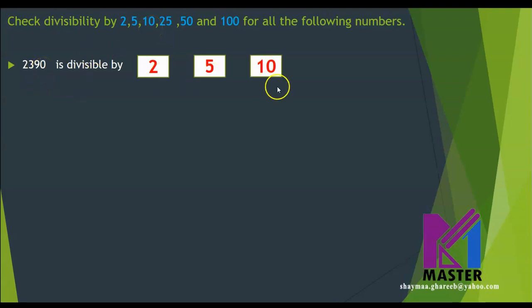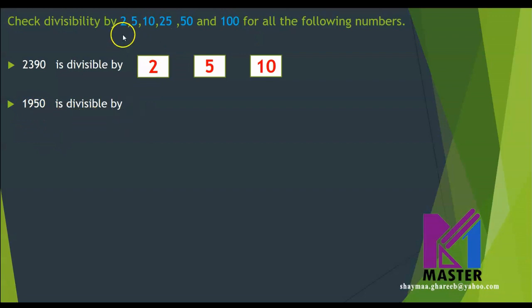So it's also divisible by 10. What about the 25? Is it divisible by 25? No, because we said the number is divisible by 25 if it ends with 00, 25, 50, or 75. So I will not write 25. What about the 50? Is it divisible by 50? No. Is it divisible by 100? Of course not, because it does not end with 00. So it's only divisible by 2, 5, and 10 from these numbers.